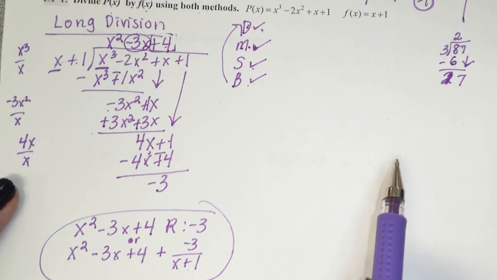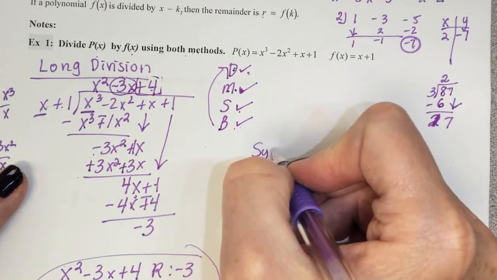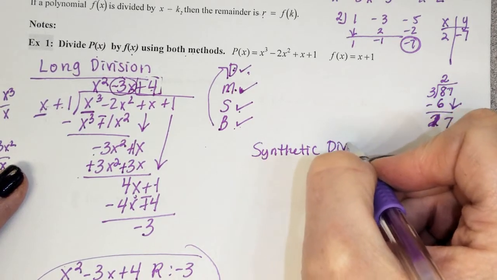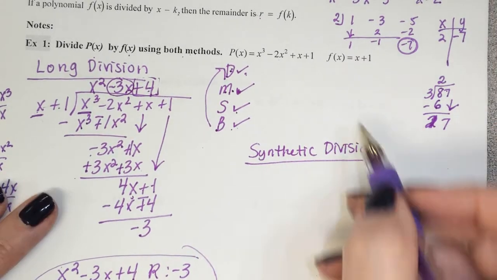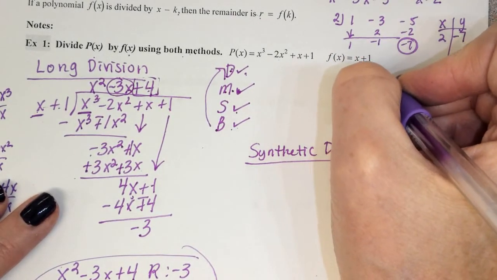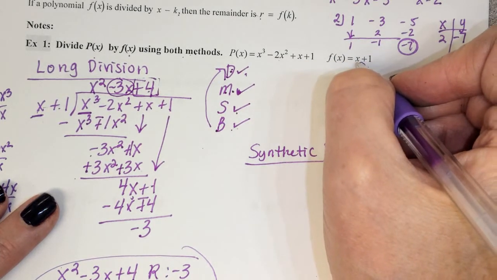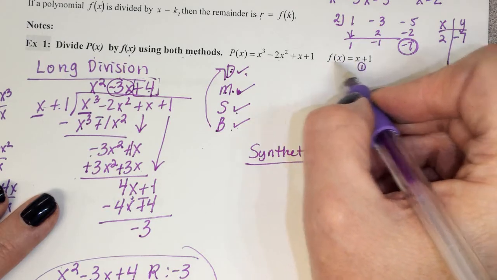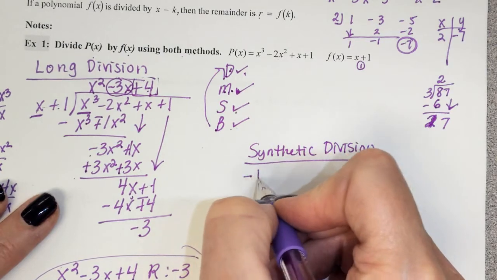All right, now we're going to do this problem by synthetic division. Same problem. Here's how we do it. First we look here. We're still trying to divide these. I have to think what value of x will make that 0. What value of x will make that 0? That's my divisor.